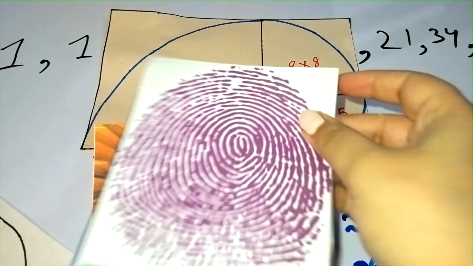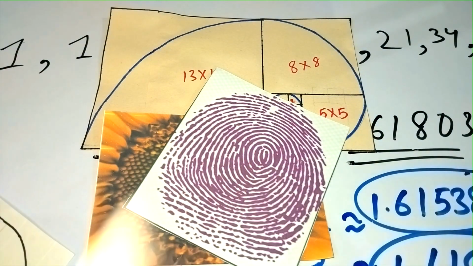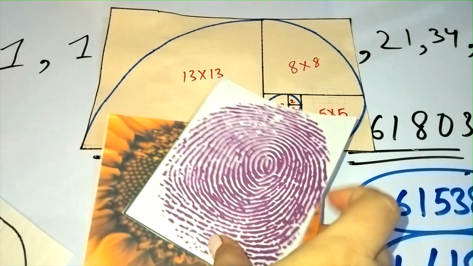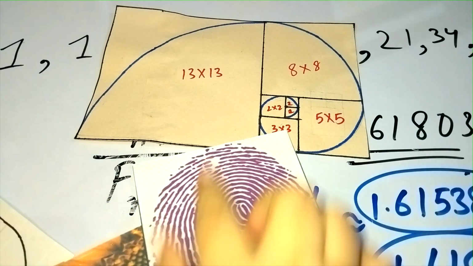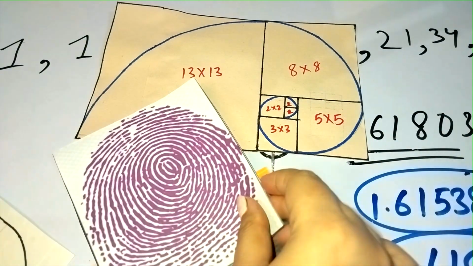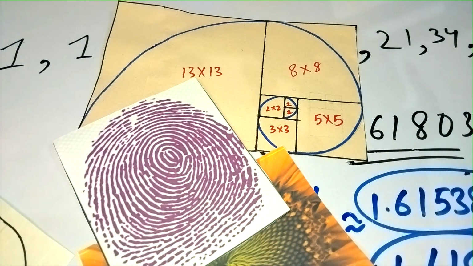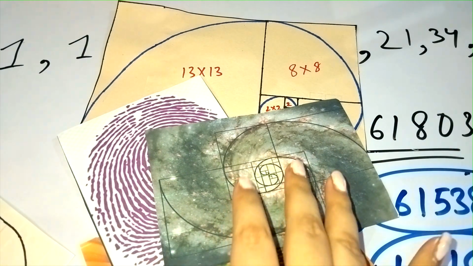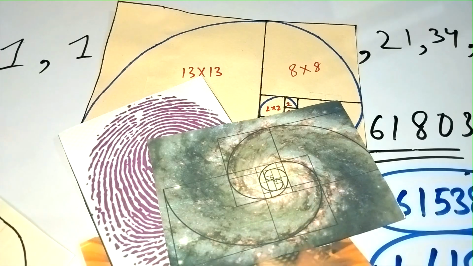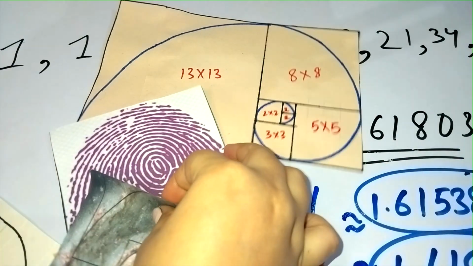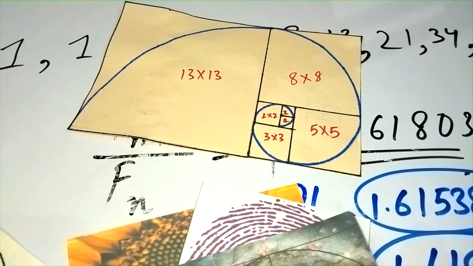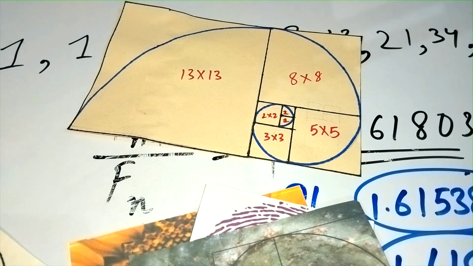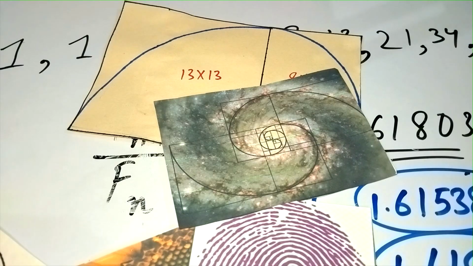Now look at this. Even fingerprints are sometimes shown with a golden spiral overlay. We can see the pattern. Can you see the resemblance with the spiral? And then we also have enormous structures such as spiral galaxies. They can look remarkably similar to the mathematical spirals. But a visual resemblance doesn't mean that the galaxy is literally constructed using the golden ratio.